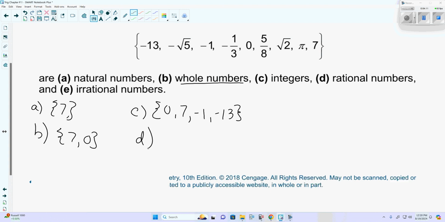Rational. Well, we'd still have 0, 7, -1, -13. What else? -1/3, because rational numbers are talking about ratios, our fractions, and 5/8. Questions on natural, whole numbers, integers, or rational numbers?